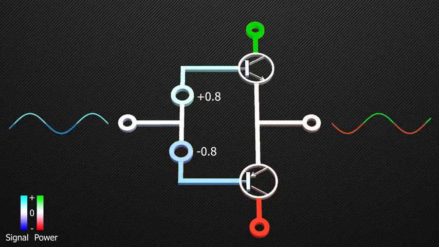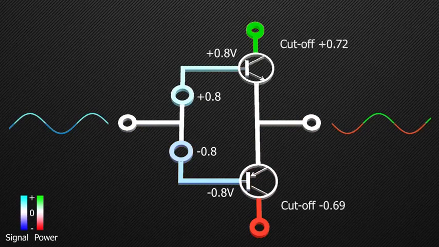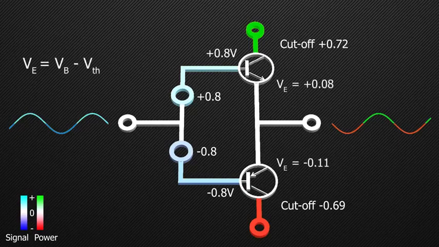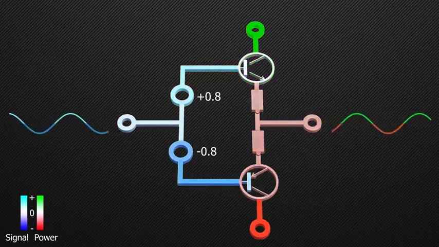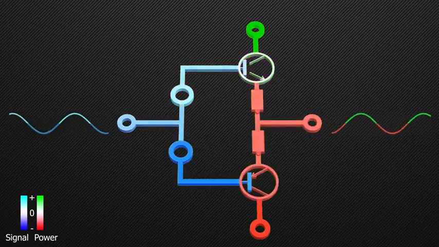As the bias voltage is 0.8 volts, at 0 volts of the input signal, both the transistors will be turned on. Now, both of the transistors will try to control the output for different voltages. This will cause distortions in the output. Hence, we add two small resistors to separate both the transistors from fighting for the output. This is how a Class AB amplifier works.